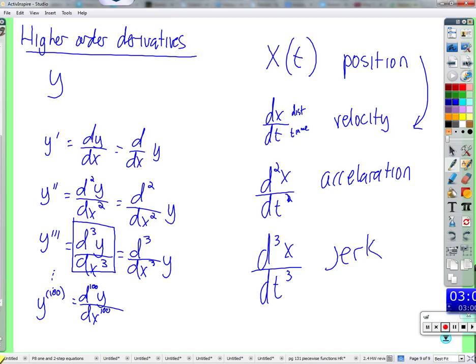Third derivatives don't come up that much. Okay? Third derivative, or whatever it is for some other scenario.